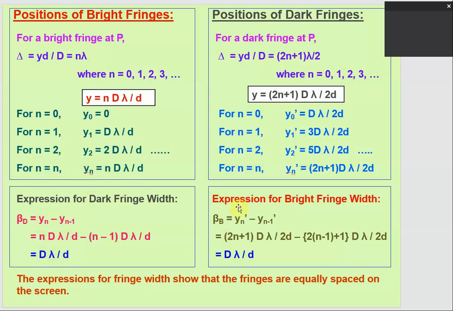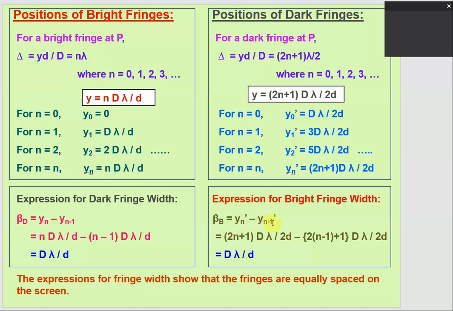Similarly, we can find the width of the bright fringes. The width of the bright fringes is given between the positions of two successive dark fringes. So in between any two successive dark fringes, for example 1st and 2nd, 4th and 5th, there will be a bright fringe. In order to find the width of that bright fringe, we simply find the difference between the positions of any two successive dark fringes. For example, yn dash, and its just previous dark fringe will be yn minus 1 dash.